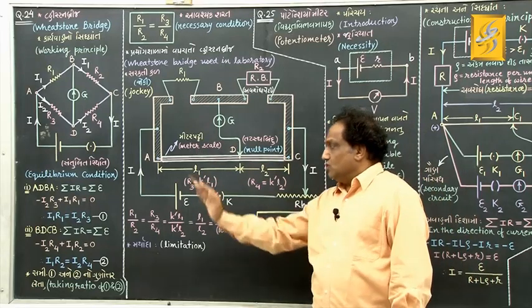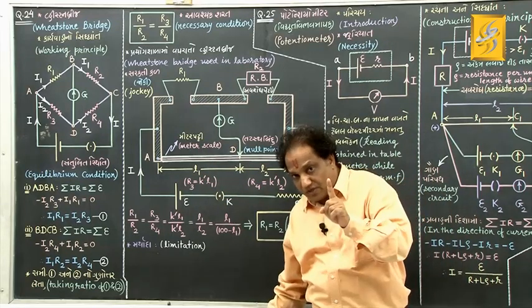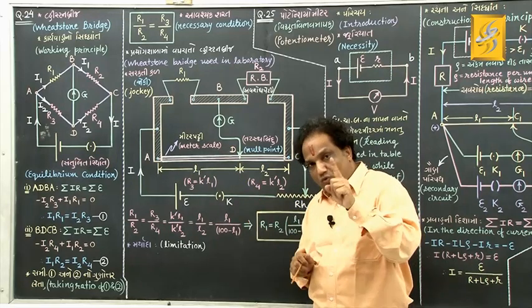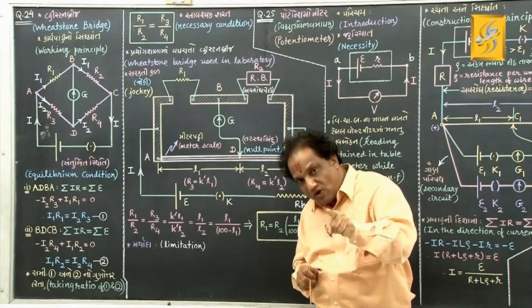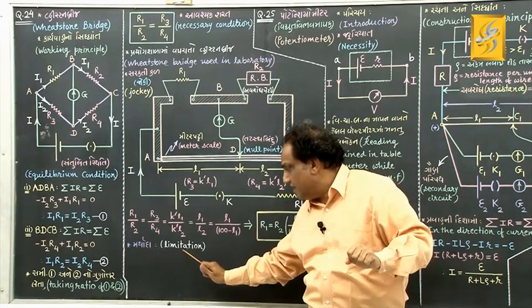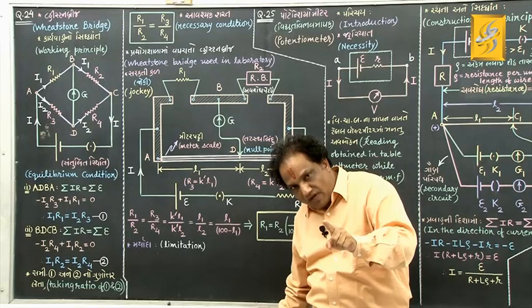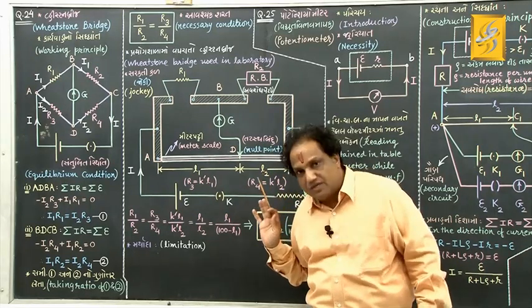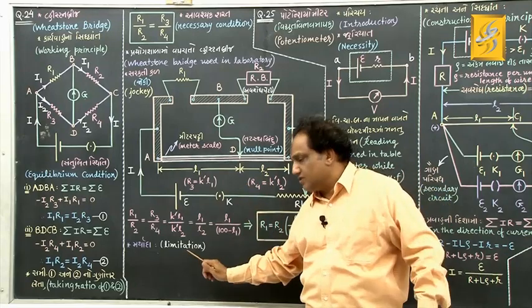This Wheatstone bridge used in the laboratory has one limitation. What is that limitation? Using this Wheatstone bridge, you cannot measure very small resistance accurately. This fact gives you its limitation. Very small resistances cannot be measured accurately using this Wheatstone bridge. Got it?